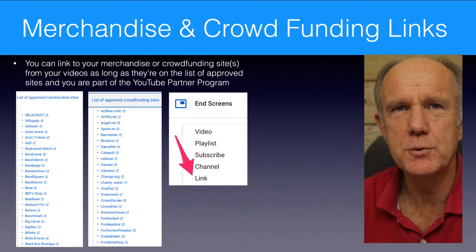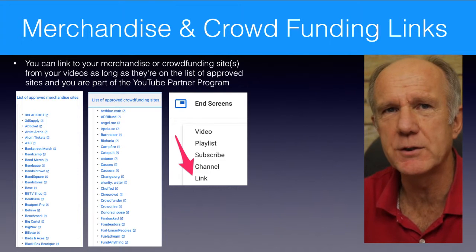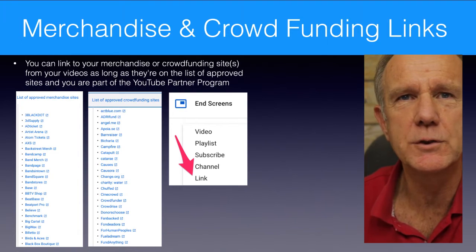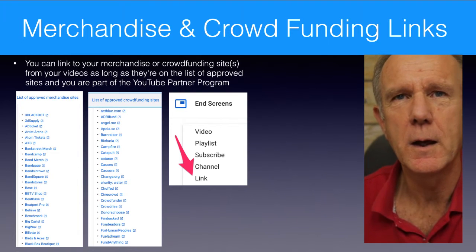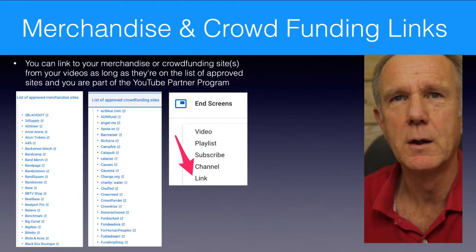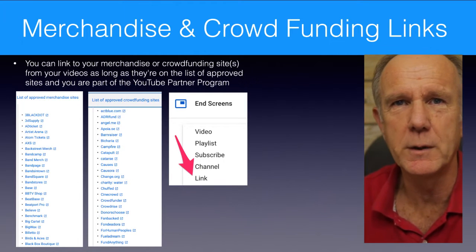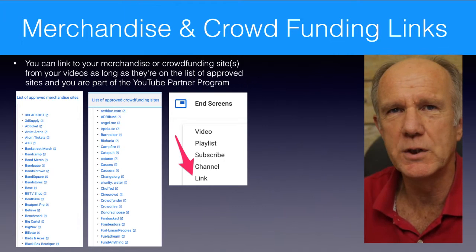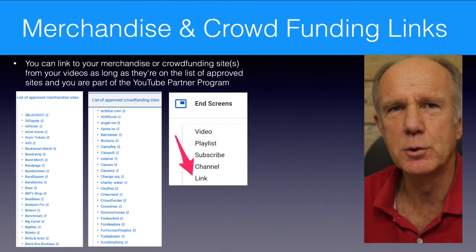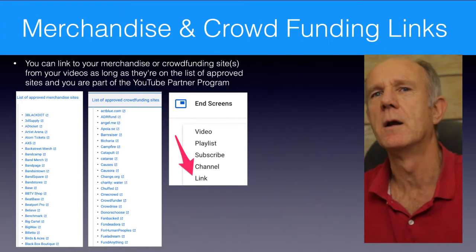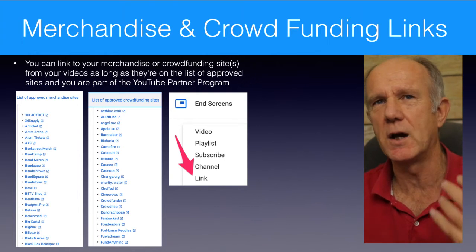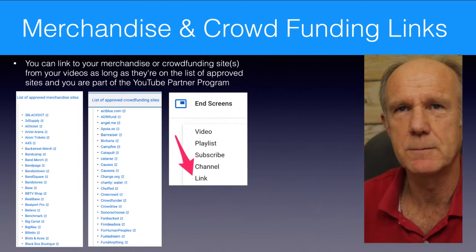So YouTube shows this list of approved merchandise sites. Here I've got all these different ones, and then there's also a list of approved crowdfunding sites like GoFundMe, Crowdfunder, etc. So it probably includes Teespring. You have to choose any one of these, and Patreon is another one. So you can just link in a card or end screen to these crowdfunding sites and merchandise sites.